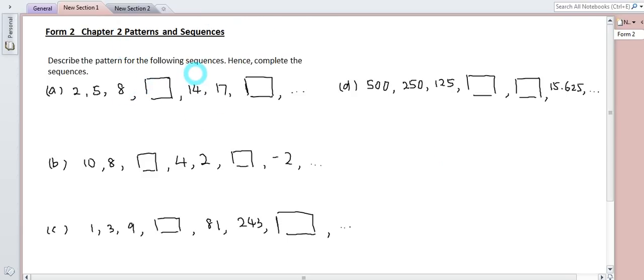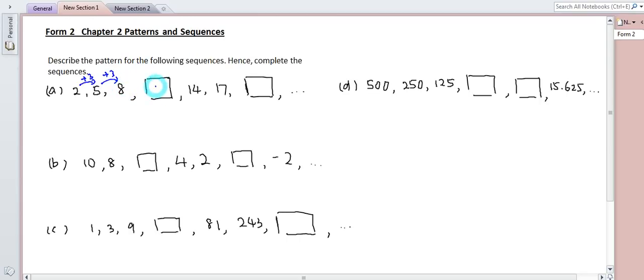Describe the pattern for the following sequences, hence complete the sequences. Okay, so we go to part A. So first we need to find out the patterns of this number sequence first. From here I know this is plus 3, right? Plus 3. So I guess that here should be plus 3 also.